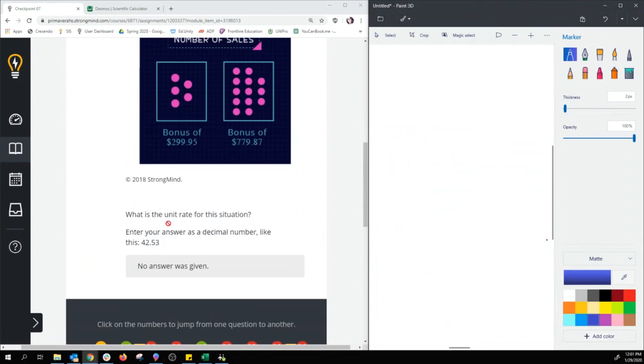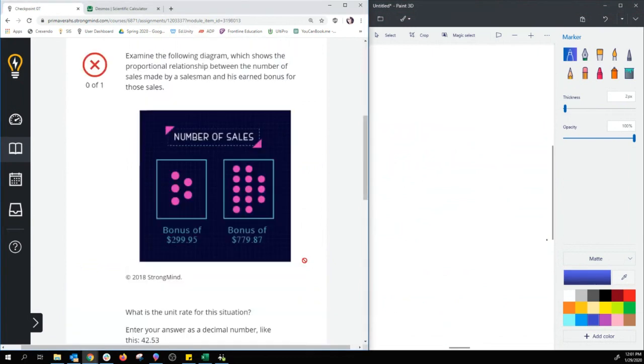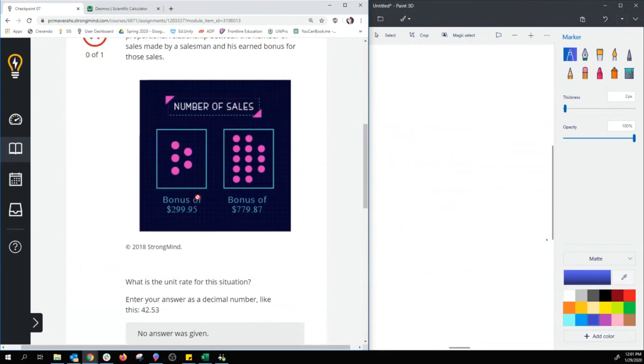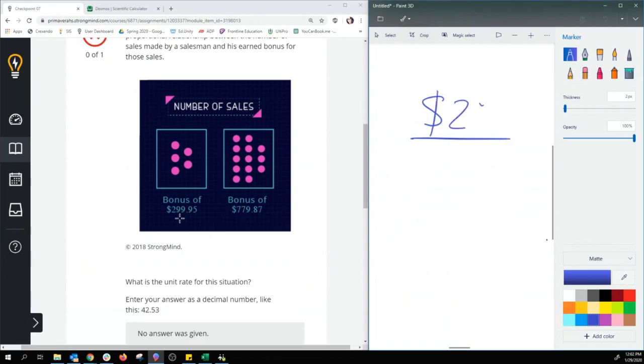Okay. So this question just wants to know what's the unit rate for this situation. So I'm going to use this smaller one because it has smaller numbers. Whenever you're writing a ratio with money, money always goes where? On top or bottom? Money always goes on top or bottom. Top, yes. So money always goes on top, which means for $299.95.